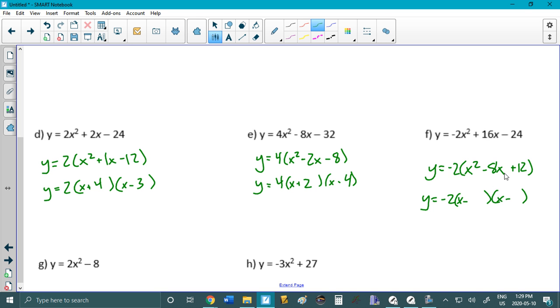So 12 divided by 1 is 12. I can't make 8. 12 divided by 2 is 6. And those are my numbers. 2 and 6 make 8. Negative 2 and negative 6 make negative 8.